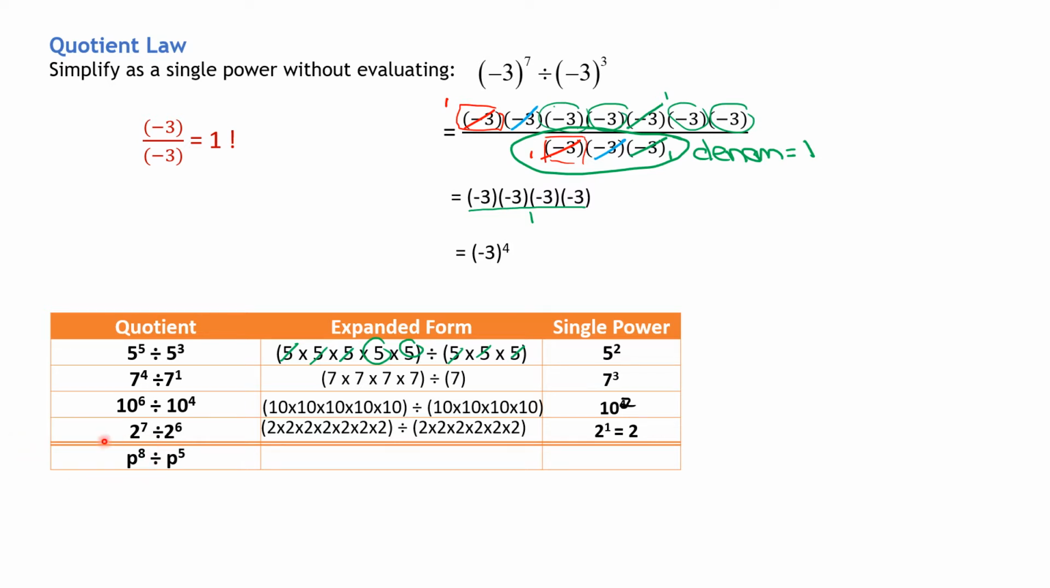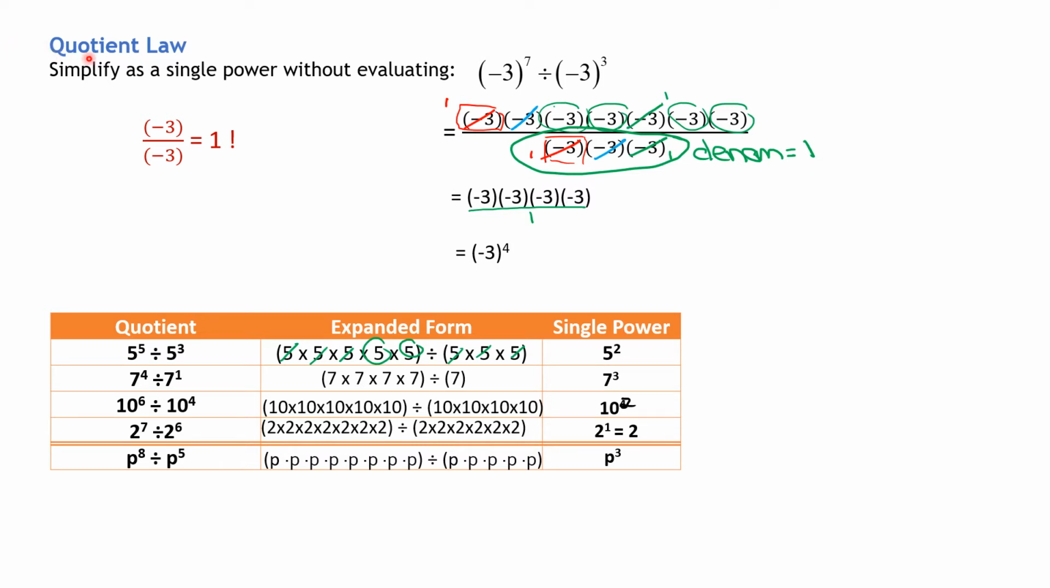Last one. P to the power of 8 divided by P to the power of 5. So we've got 8 of them here, 5 of them here. When we cancel, what are we left with? P to the power of 3.